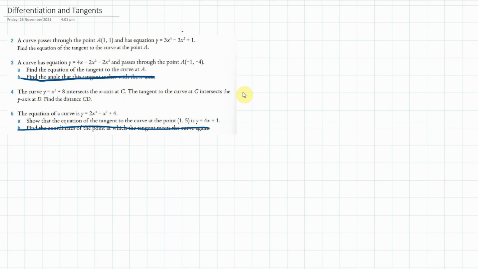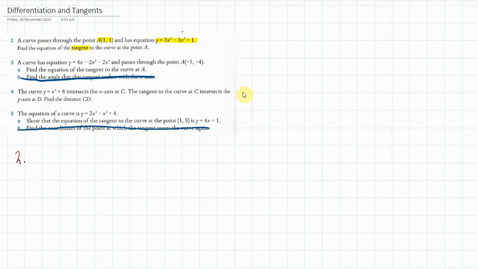Okay, so let's look at number 2. We've got a curve. What do we know about this curve? Well, it passes through the point (1, 1), and this is the equation of the curve, y equals 3x to the 4 minus 3x squared plus 1. And we've got to find the equation of the tangent.